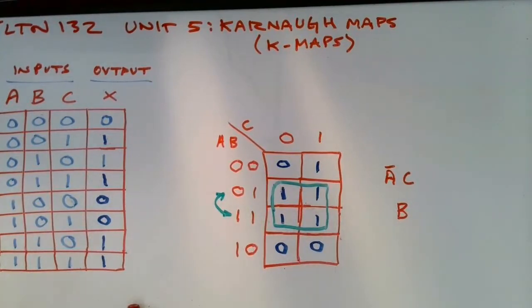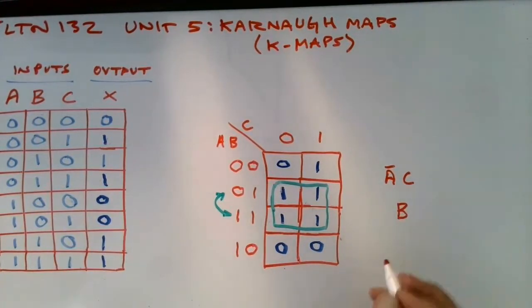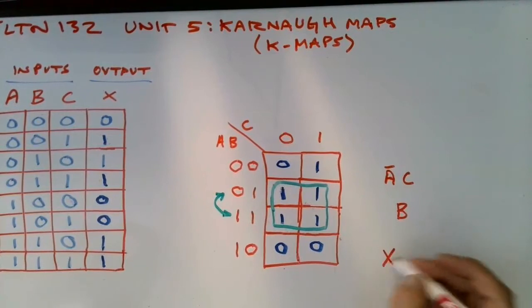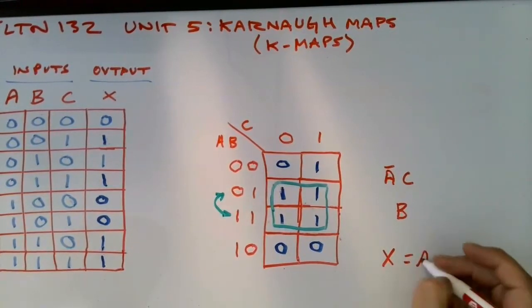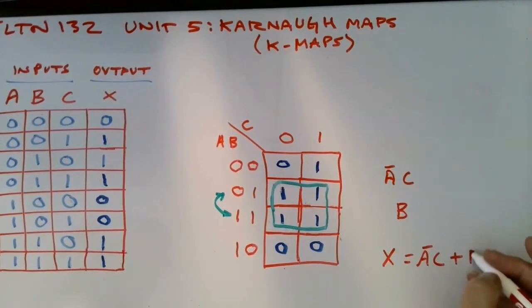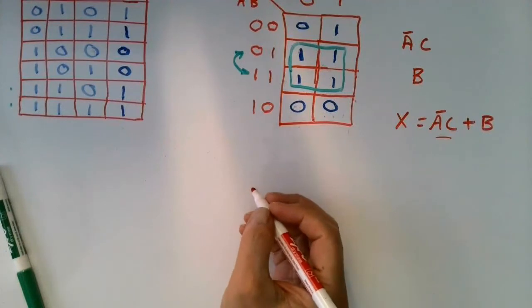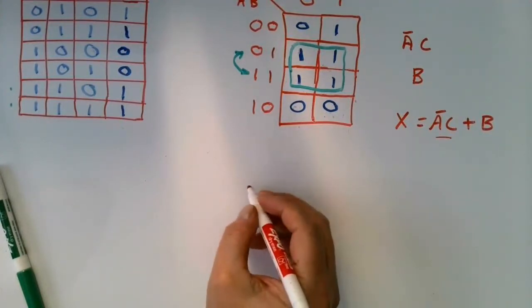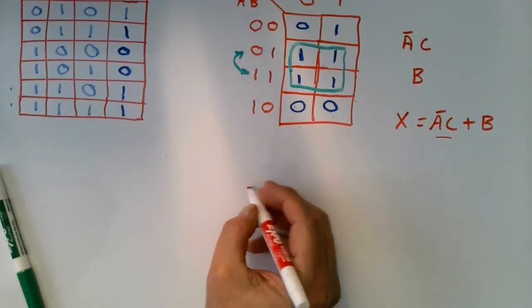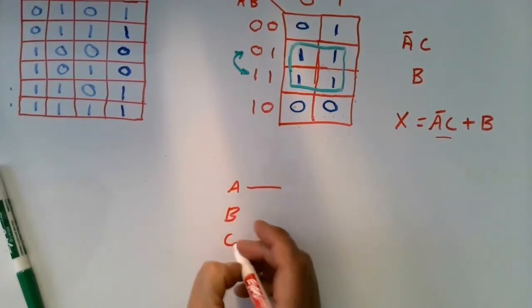So, now that we've done this process, we've grouped the ones, we've identified what the values are, we can now write the whole equation. X equals A naught, C, or B. So now that we have that equation, we can draw the circuit with gates. So we have input A here, we have input B, and input C.